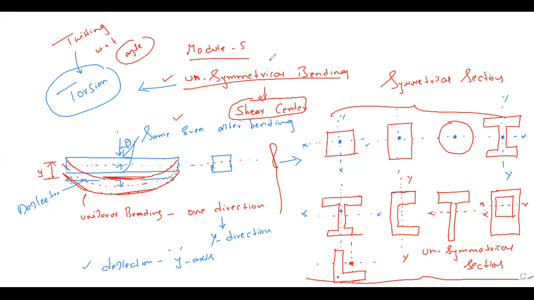The concept is basically that for these unsymmetrical sections, along with the deflection, there will be a torsion. If you want to control the torsion of the beam, what you have to do is transfer load through the shear center, to control the torsion.